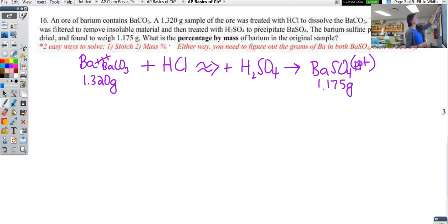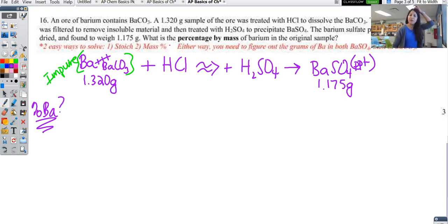And so what they're asking us is, what is the percent by mass of barium in the original sample? So they're saying inside of this thing that's impure, this is our impure substance right here, they're asking us how much of it is just barium. So we're looking for the percent of barium. That's going to be our final answer.